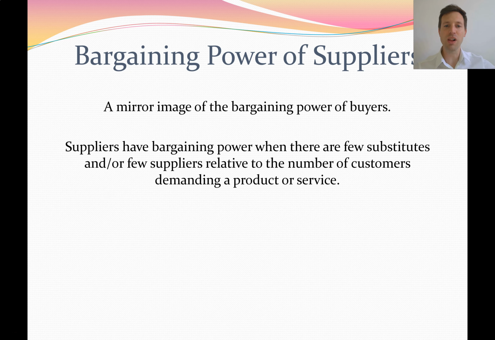industry. So suppliers have bargaining power when there are few substitutes and or few suppliers relative to the number of customers demanding a product or service. In the airline industry, if you want to buy an aeroplane, there are two suppliers. You've got Boeing and Airbus. So if I'm running an airline and I need to buy airplanes, I actually don't have much bargaining power in terms of the price of the airplane. Boeing and Airbus have a lot of bargaining power because they know there's not really much choice in terms of where you can go and buy an airplane if you want to run your own airline.